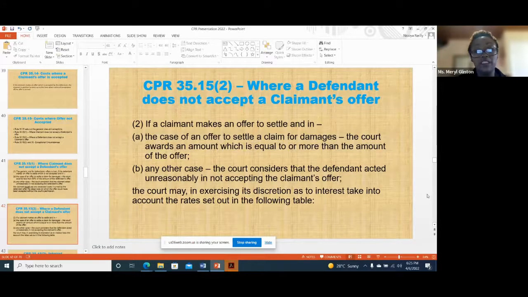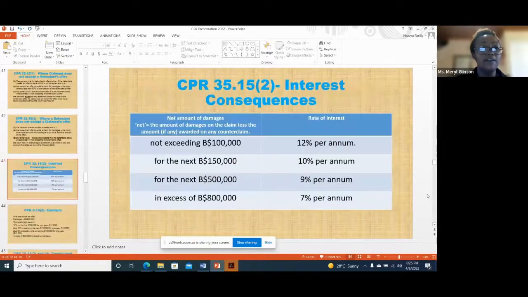The interest consequences are going to be generally in the discretion of the court, but the CPR provides a table which gives a guideline to the court as to what kind of interest consequences might be applicable. And that chart is on the next slide. So I am going to take you through this guideline and also point out something to you which I think might have to be changed.